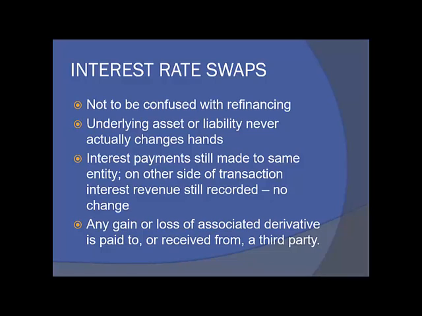The interest payments are still made to the same financial institution, the same entity. On the other side of the transaction, the interest revenue is still recorded. There's no change. Any gain or loss associated with this derivative is paid to or received from a third party, because you've entered into an interest rate swap with possibly a different bank.